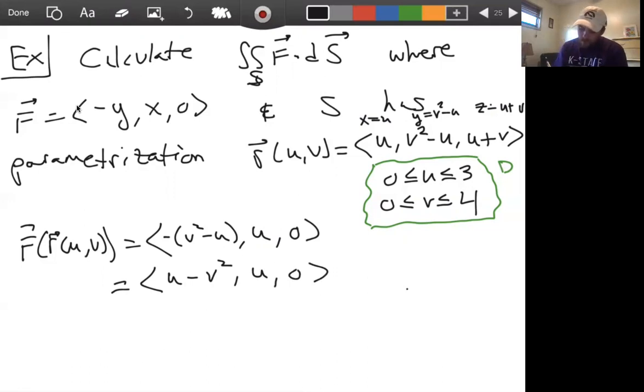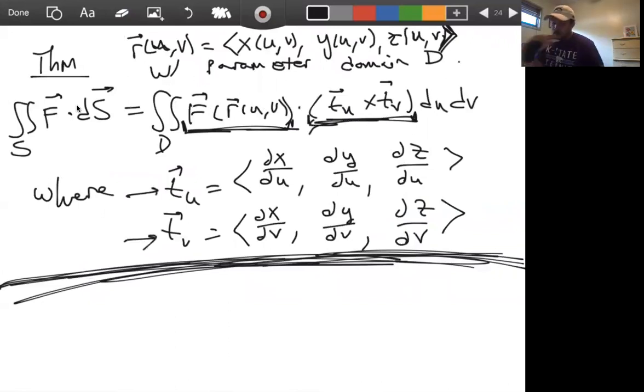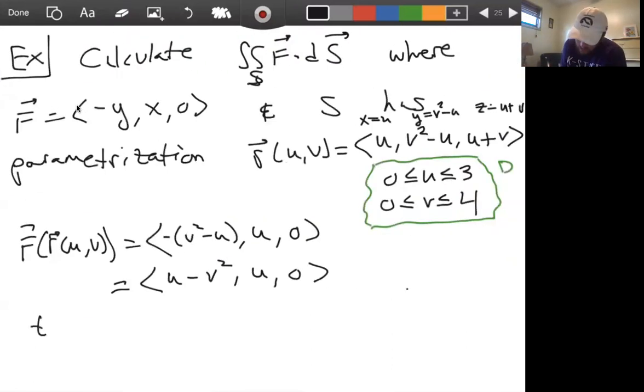And now we need, what else? We need T_u cross T_v, where these are given by the partial derivatives with respect to u and v, respectively. So let's calculate these separately and then take their cross product. T_u is the derivative of x with respect to u in the first component, which is 1, right? Because the derivative of u is 1. The derivative with respect to u in the second component is -1, and then 1.